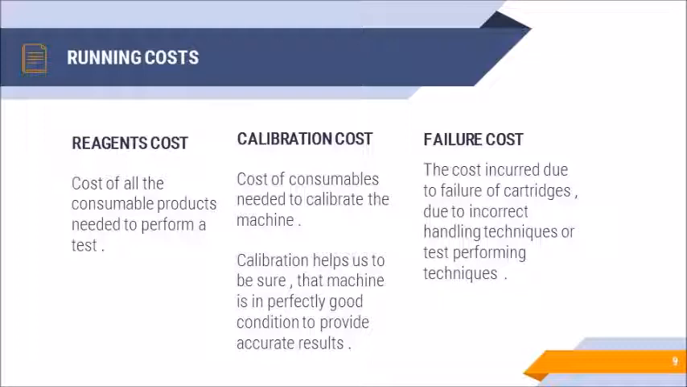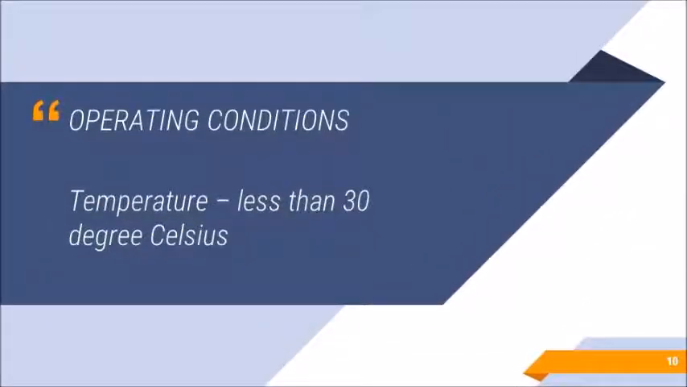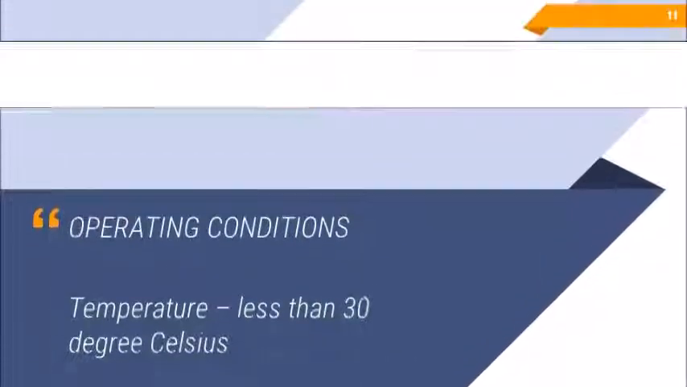Operating conditions. All these analyzers, for highest accuracy, need temperatures less than 30 degrees Celsius. This is a mandatory condition because for the analyzers to perform and give you the most accurate results, they need correct temperatures. So mostly the ICUs, NICUs, and cardiac OTs, wherever these instruments are used, have temperatures less than 30 degrees. But during summers, this can be a little problem if you do not have an air conditioned ward.